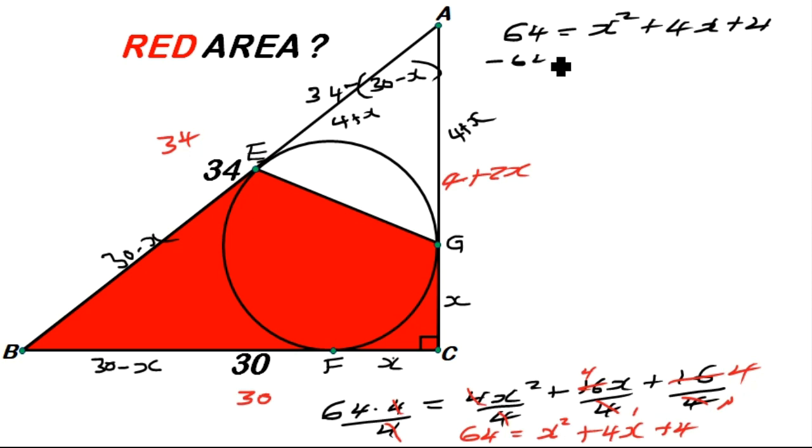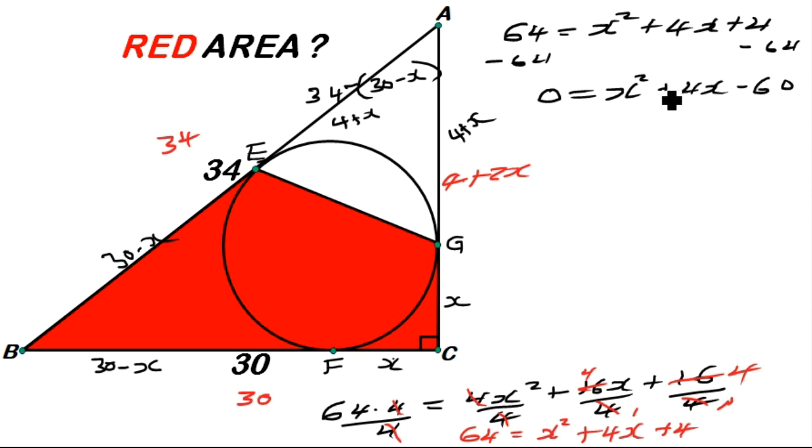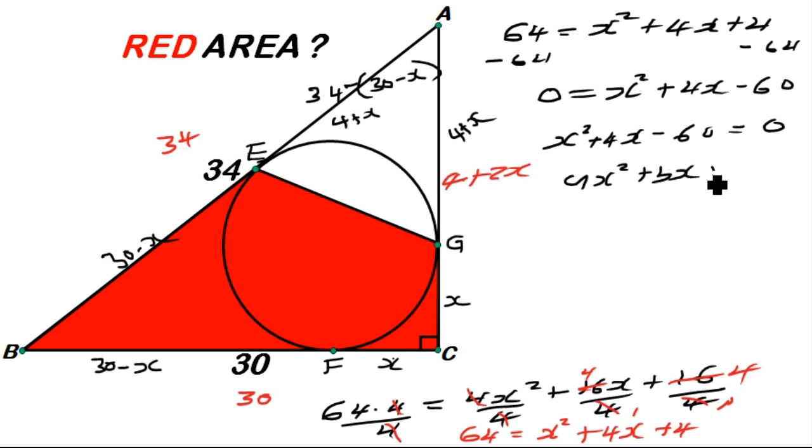So we can subtract 64 on both sides of the equation. So we'll remain with 0 is equal to x squared plus 4x plus 4 minus 64, which is minus 64. So this is a quadratic equation. If you solve x squared plus 4x minus 60 equals 0, that is in the form ax squared plus bx plus c equals 0. From there you can see a, the coefficient of x squared, is 1, b, the coefficient of x, is positive 4, and c, the constant term, is negative 60.